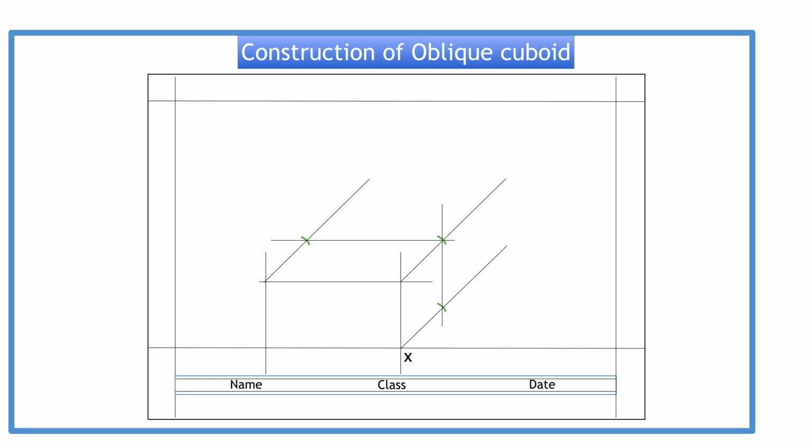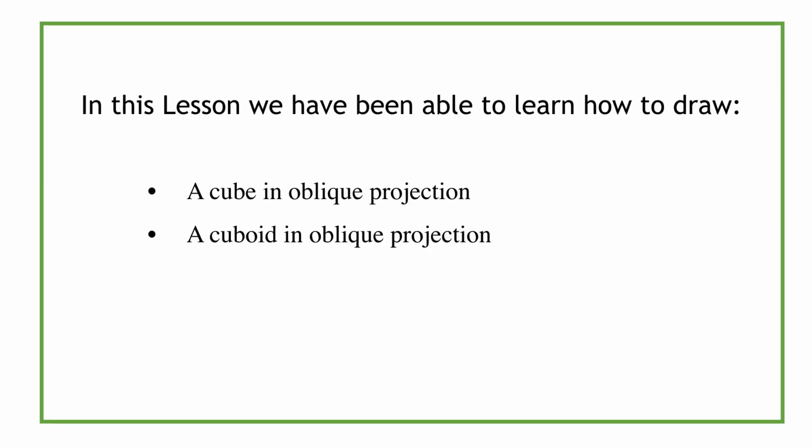The outlines are drawn in as such. And remember that the construction lines are not erased. So this is our completed oblique cuboid. In this lesson, we have been able to learn how to draw an oblique cube and a cuboid in oblique projection.